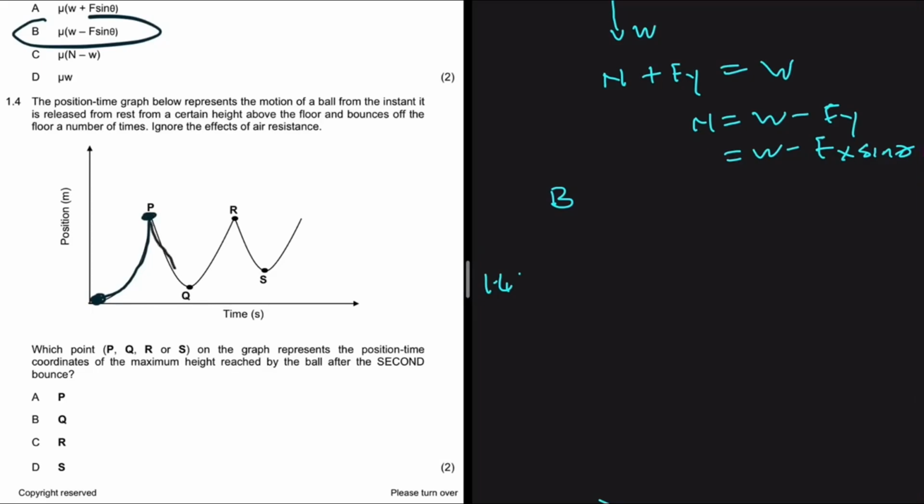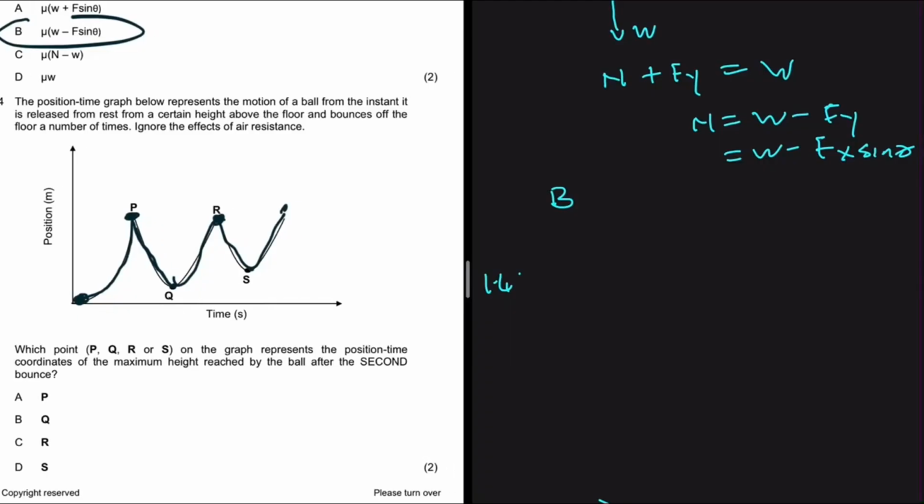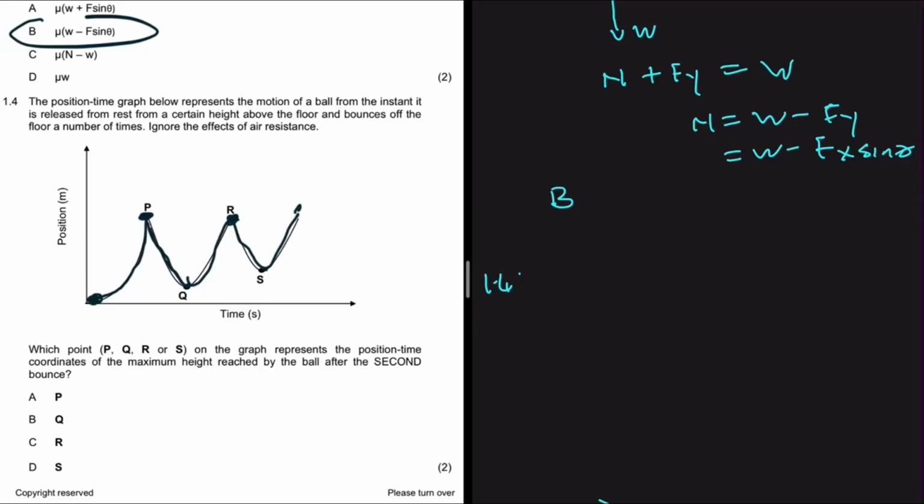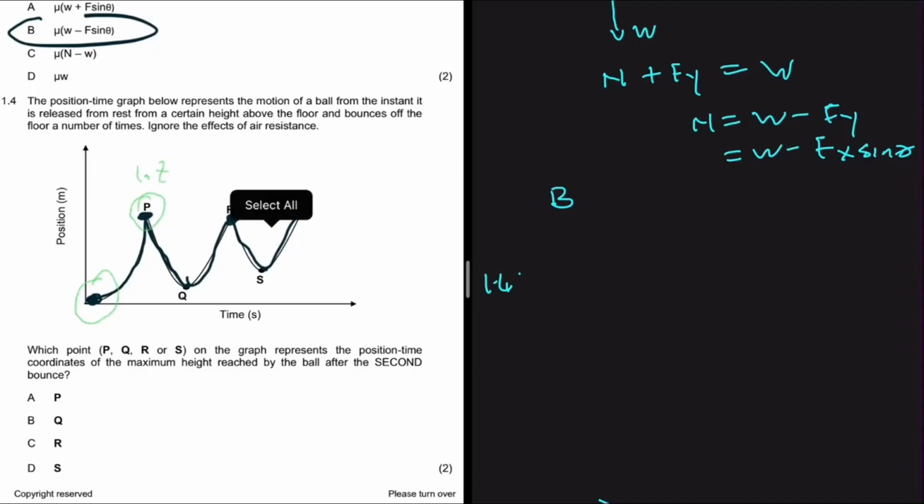And then it bounces off, reaches maximum height, goes down again, hits the ground, and then goes up, and then it goes down to the ground again. And then the question is saying which point P, Q, R, S on the graph represents the position time coordinates of the maximum height reached by the ball after the second bounce, right? So here, this is where it's released, and then it hits the ground and bounces off for the first time, right? And then maximum height, goes down again, hits the ground and bounces off for the second time, right? So the maximum height reached after the second bounce is at point S, right?